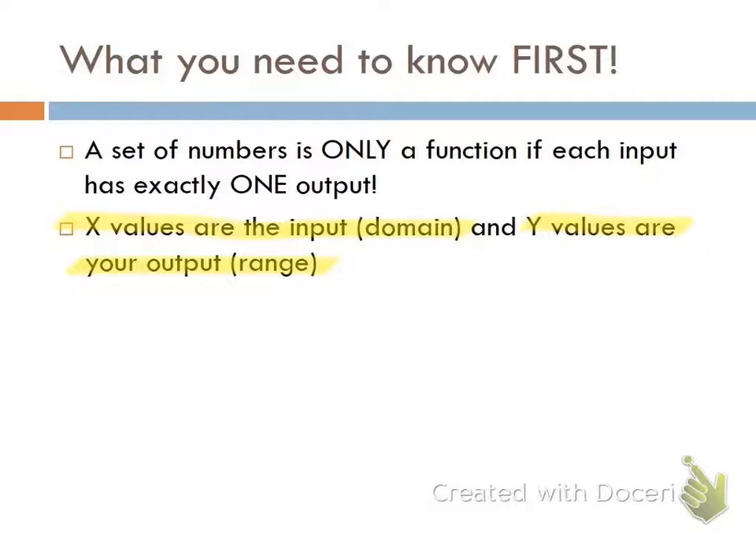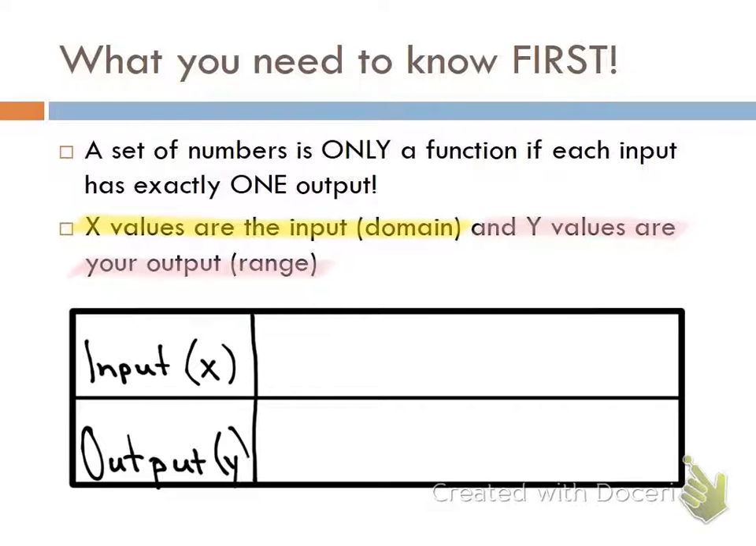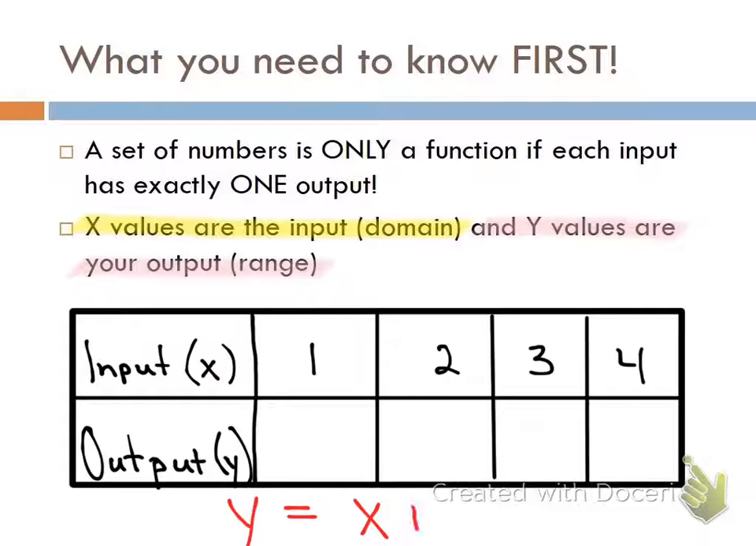Now the other bullet point, the first one, says that a set of numbers is only a function if each input has exactly one output. Here's what that means. If you had an input-output table, and you had a function, what you see in red is what we call a function. This is function 101, basics. Given this function, y equals x plus 3, each one of these input values, my x values, I'm going to plug in for x to get an answer.